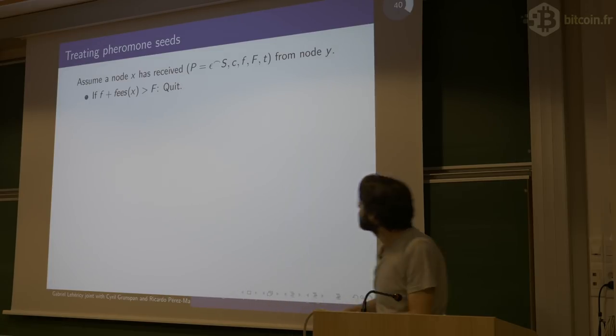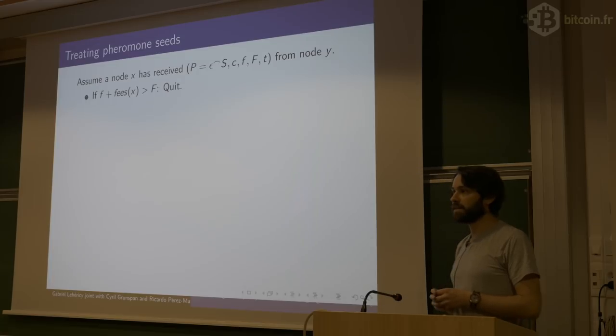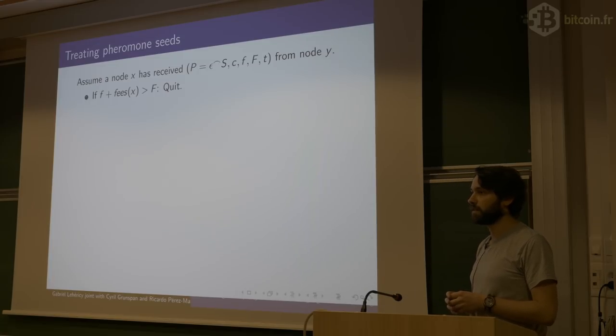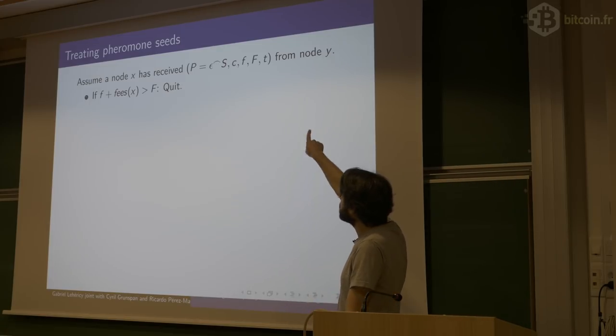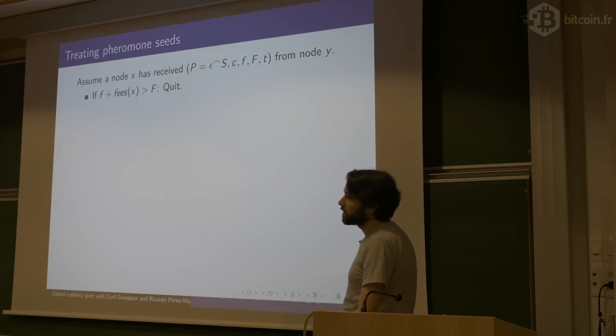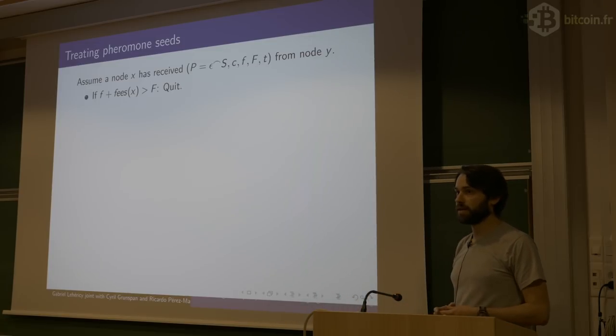Now what is basically the algorithm followed by a node when it receives a seed? So here you have a seed X, which receives a pheromone seed with the information attached to it from some node Y. What is the algorithm for treating the seed?